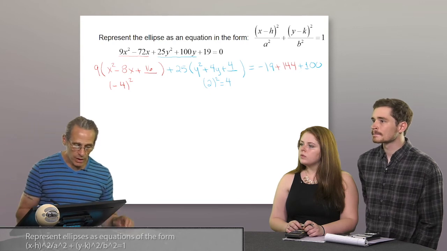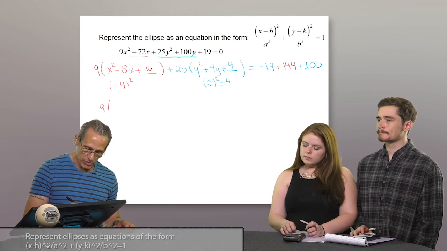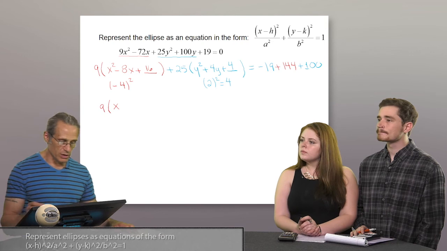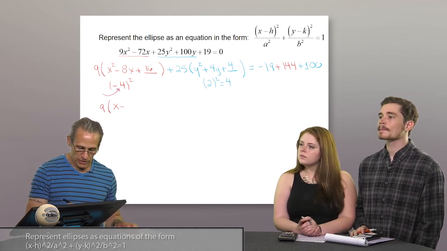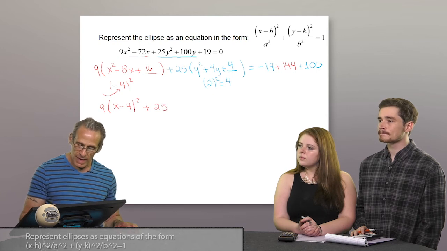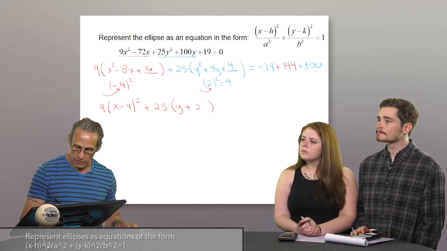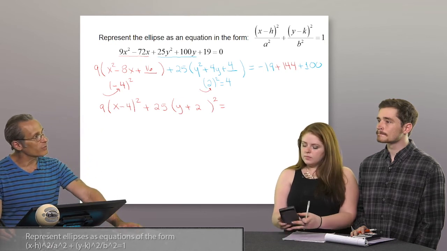I see. So what do we have? Well, what we have is 9 times, and I'm going to factor my x squared minus 8x plus 16. But it's always x and then this half of the middle term. So x minus 4 squared. Now, plus, then I have 25. And again, I'll factor, but it's always, in this case, y plus half that middle term, y plus 2 squared. And then on the right side, what is negative 19 plus 144 plus 100?